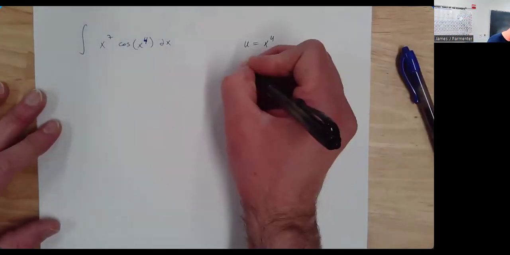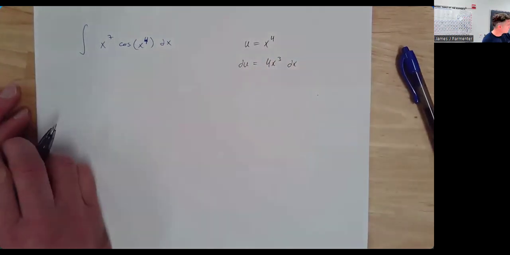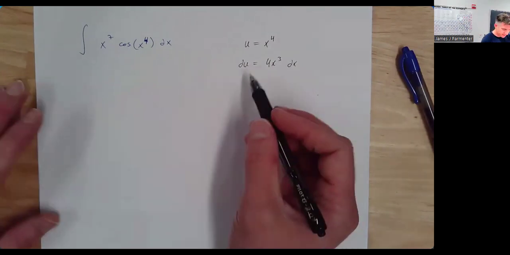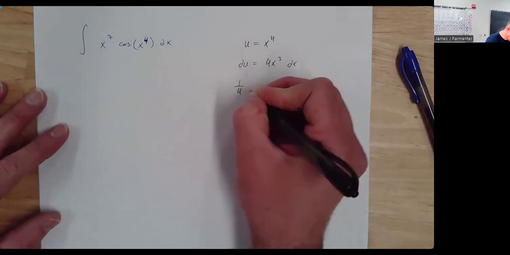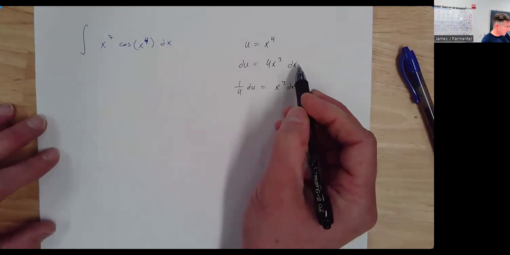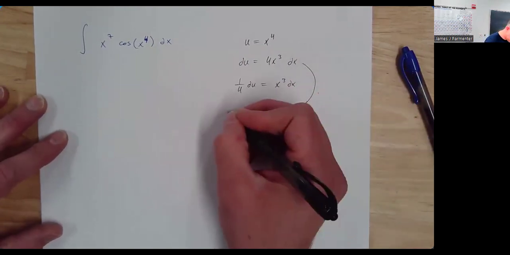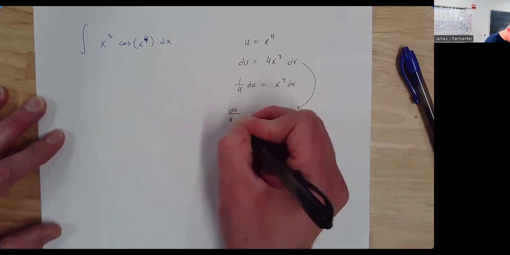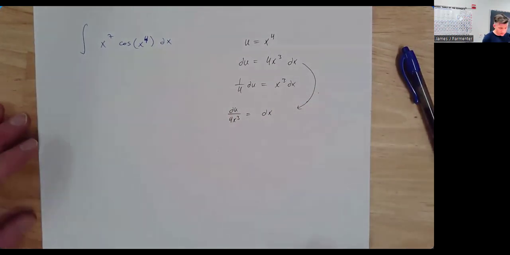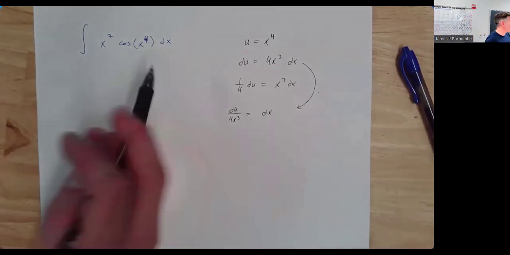My du is going to be 4x cubed dx. And you know what? I'll do this one a slightly different way than I have been. Instead of doing it how I like to do it, which is say 1/4 du equals x cubed dx, I'm just going to isolate the dx here. Some people like doing it that way instead. So instead, we're going to say du divided by 4x cubed is equal to just dx. So if you want to do it this way, that's fine. And if you do it this way, I recommend only changing that part first.